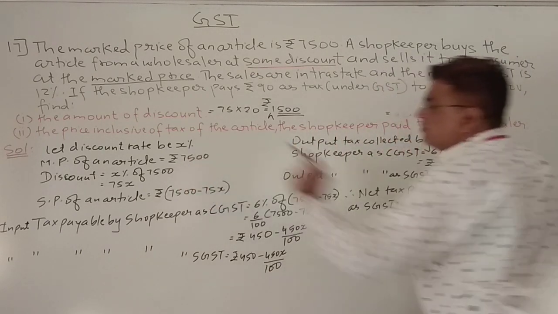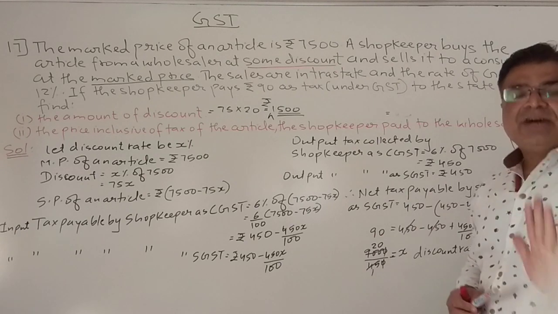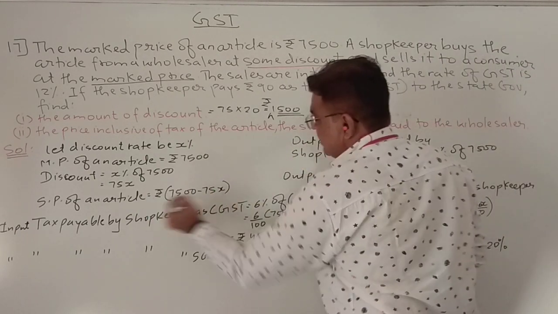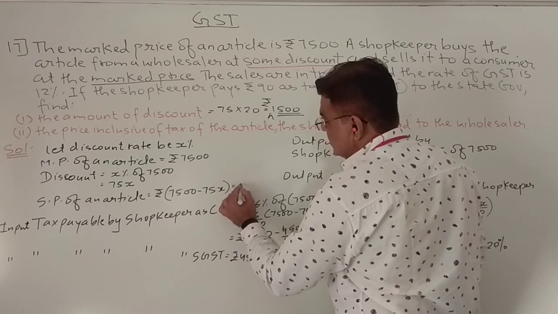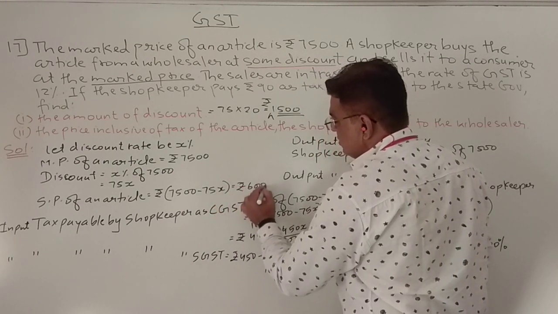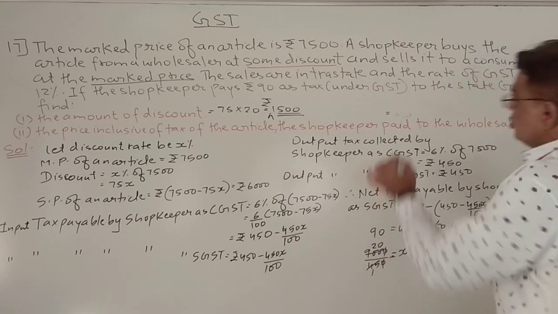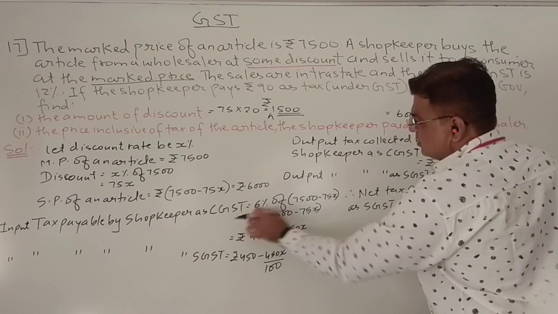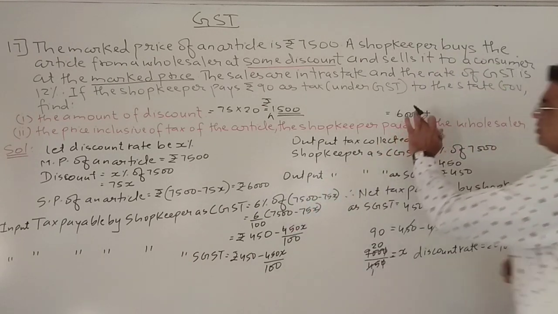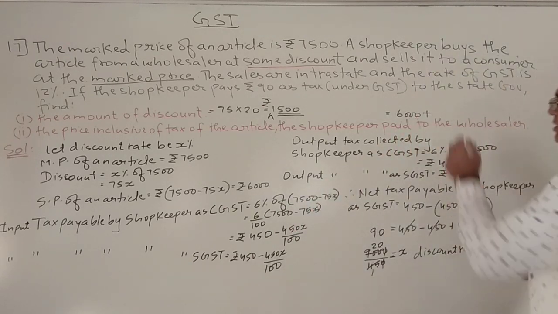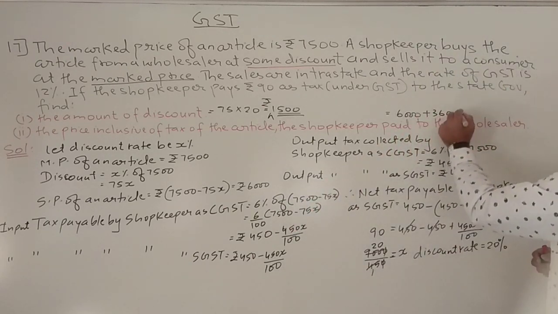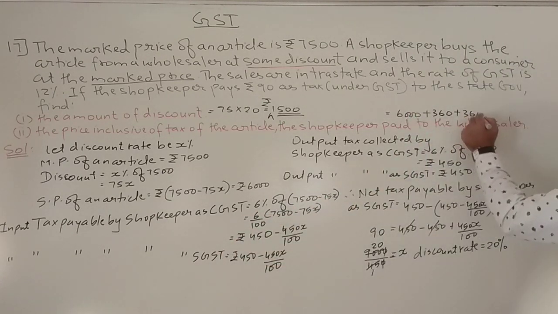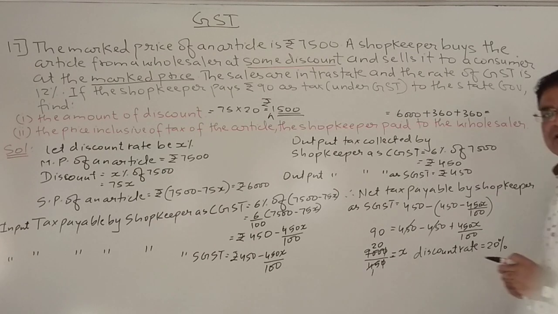First of all, the marked price of the article was 7,500. From that, we got a discount of 1,500. So, if I see what will be the selling price of this article, it will be rupees 6,000. Okay. So he has paid 6,000, plus he has paid 6% of this 6,000. So 6% of 6,000 is 360 rupees. He has paid that as CGST and 360 he has paid as SGST.